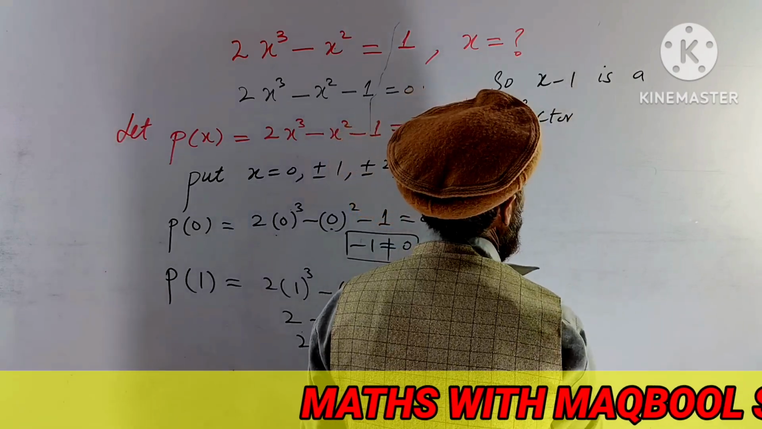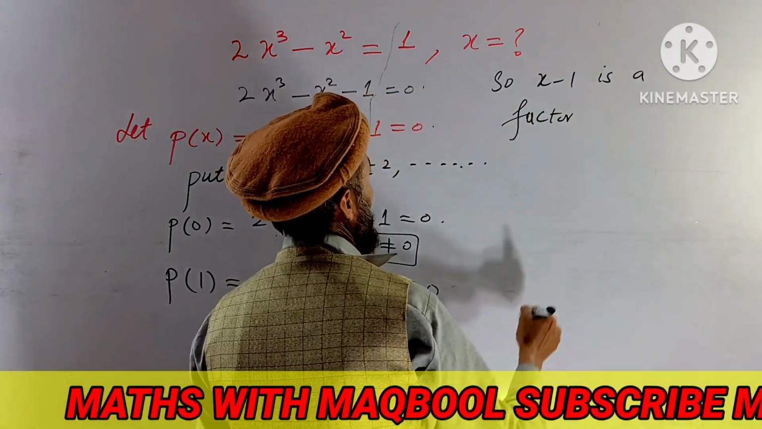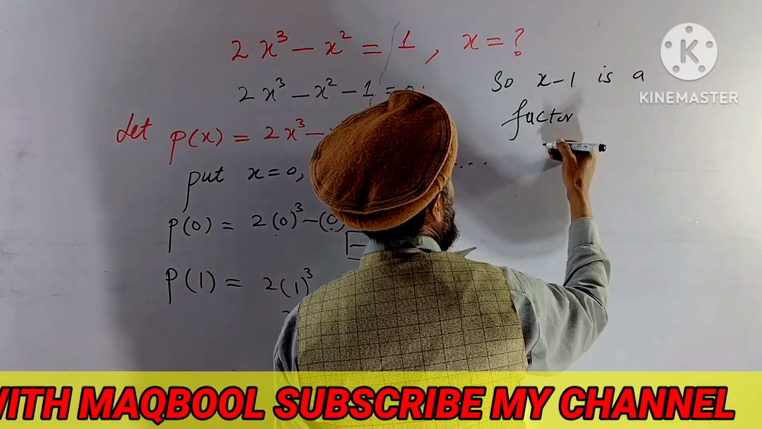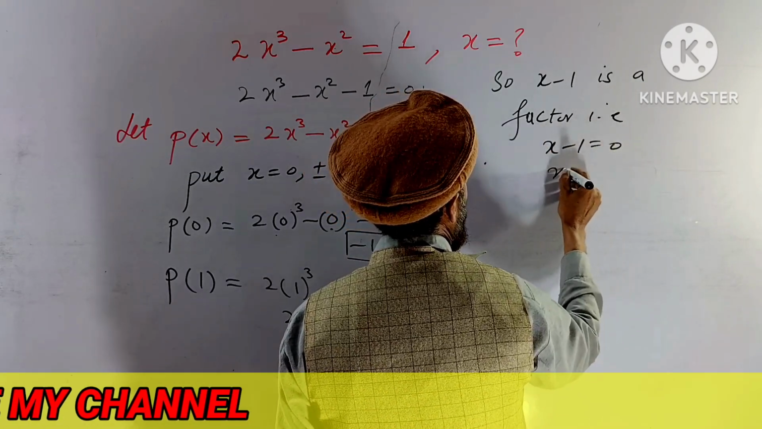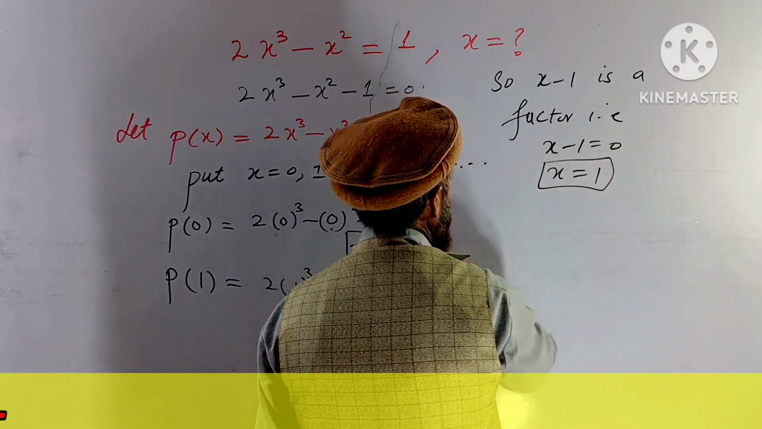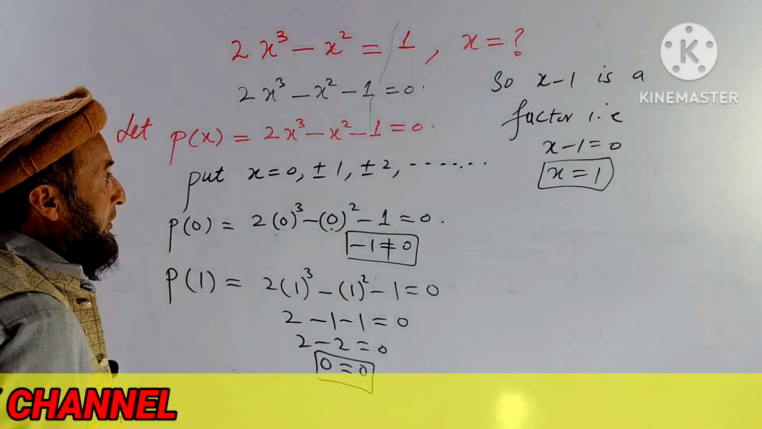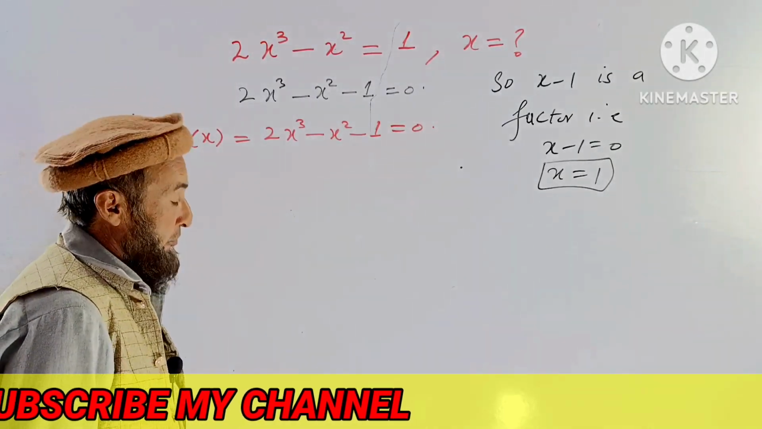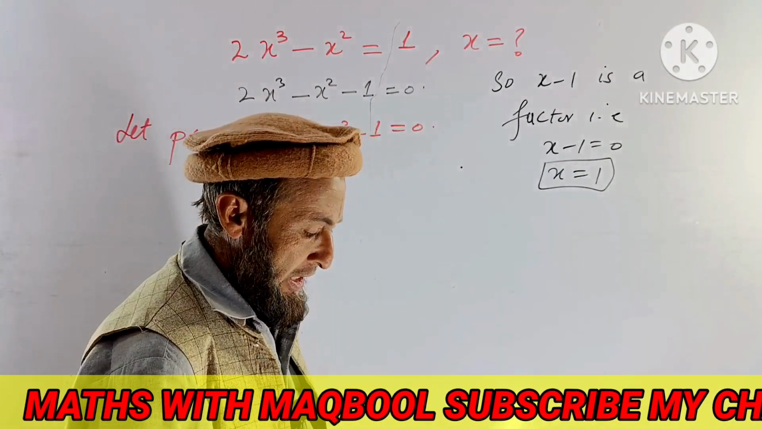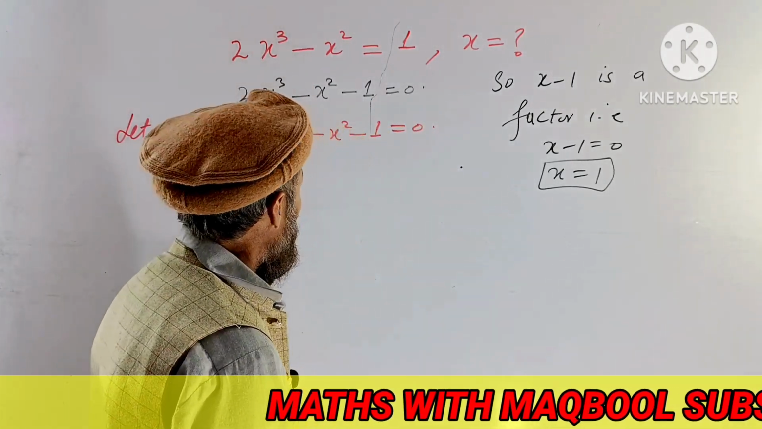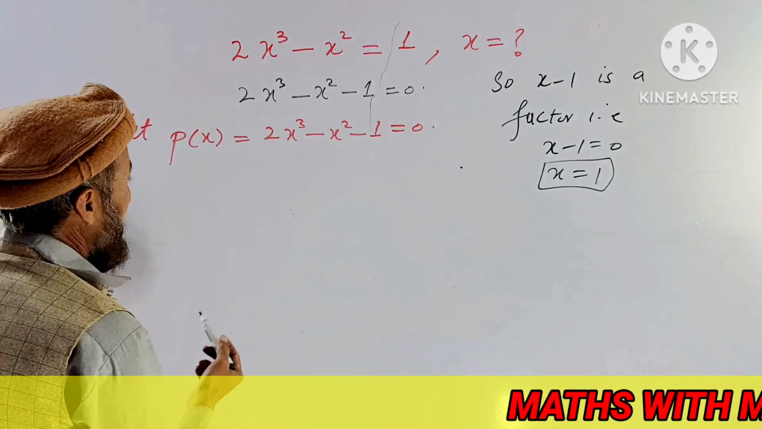Which is exactly divisible by this one. So x minus 1 is a factor, that is we can write x minus 1 is equal to 0 and x is equal to 1. Here I am using one of these. We can also use the long division method, and also we can use synthetic division. That is a very simple method.